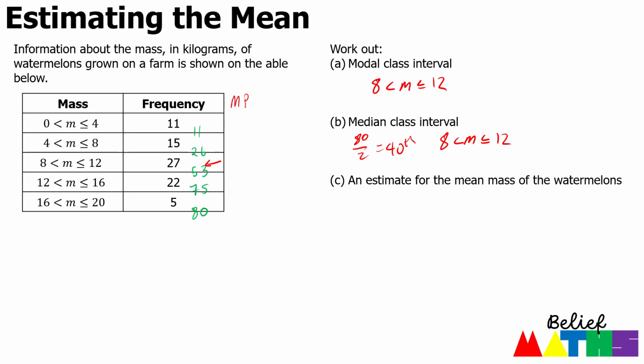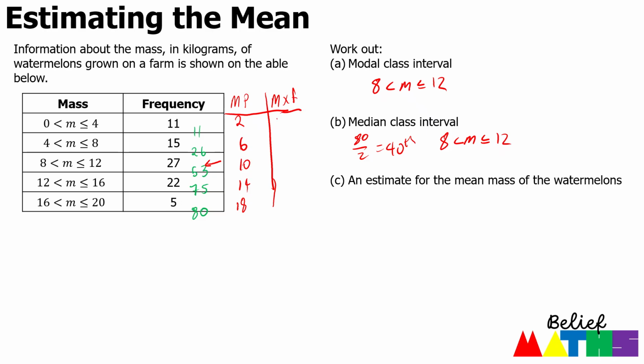Easiest way to find the midpoint is you add the two numbers and divide by 2, like we said earlier. So 0 plus 4 is 4, divided by 2 is 2. And if we keep going, you get 6, 10, 14, and 18. And the last column then, this is like the equivalent of our number of books, and we times that by our frequencies. I like to call this the M times F column, our midpoints times our frequencies.